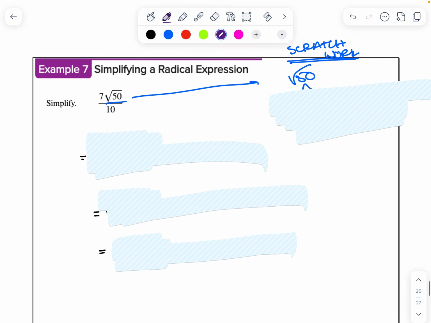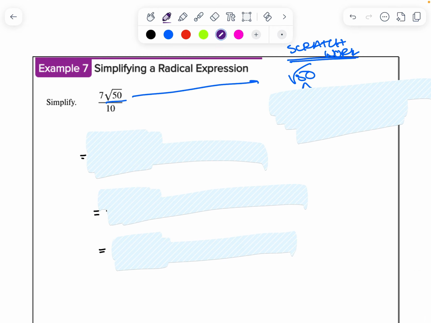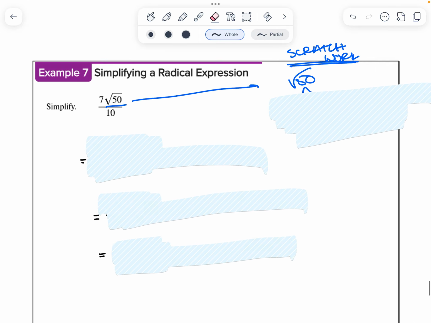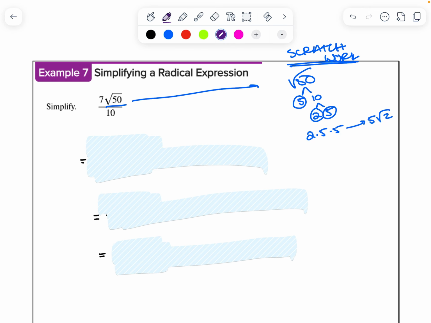All right, a few more. 7 square root of 50 over 10. We actually just did the scratch work to figure out what square root of 50 was 2 slides ago. 50 breaks into 5 and 10. 10 breaks into 2 and 5. So we end up with 5 square root of 2.